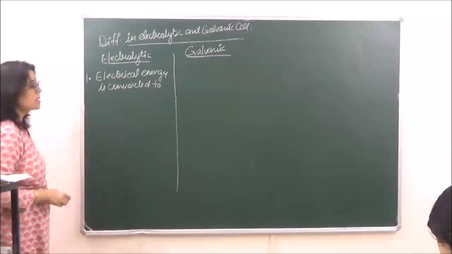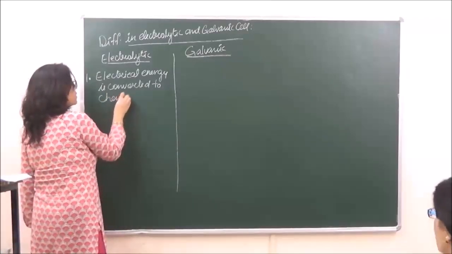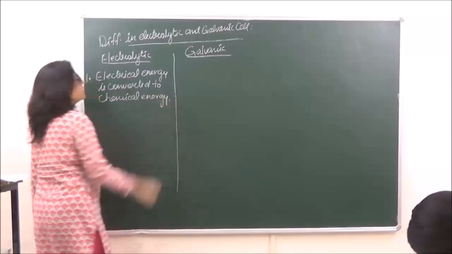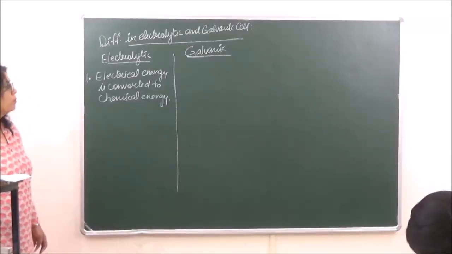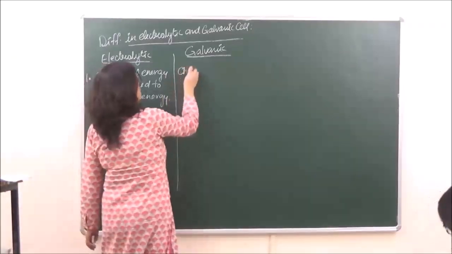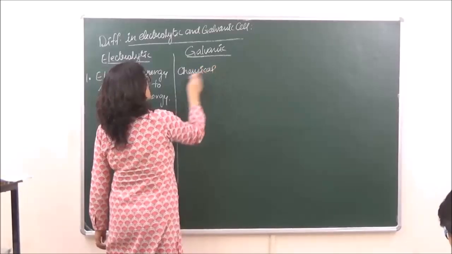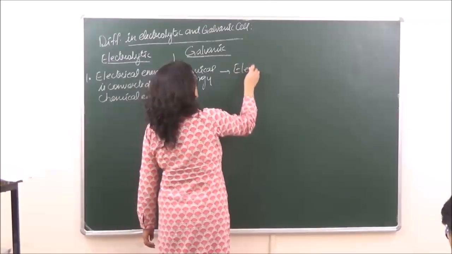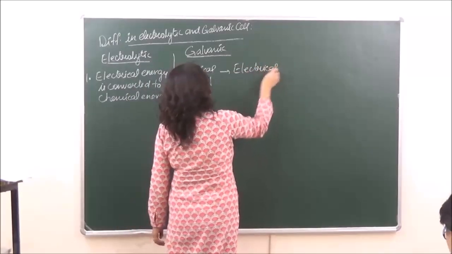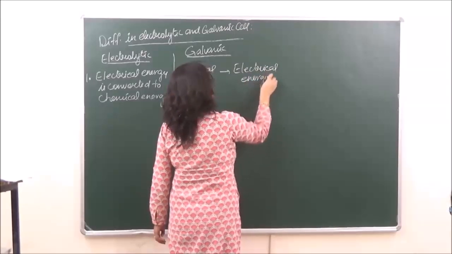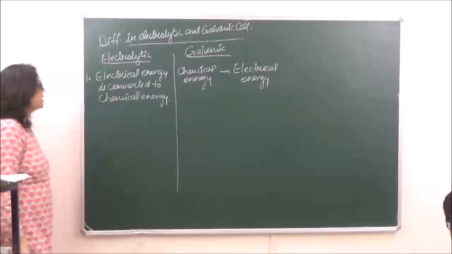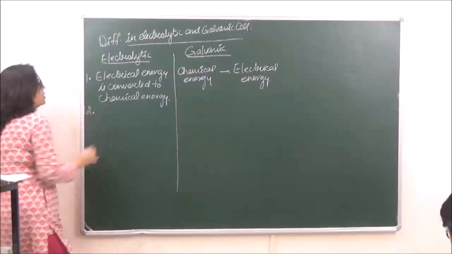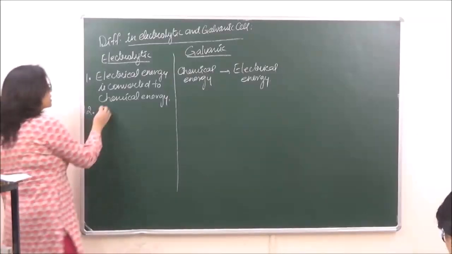Electrical energy is converted to chemical energy. In the case of a galvanic cell, the opposite is happening. Chemical energy is converted to electrical energy. Number 2, in the electrolytic cell, the anode is positively charged.